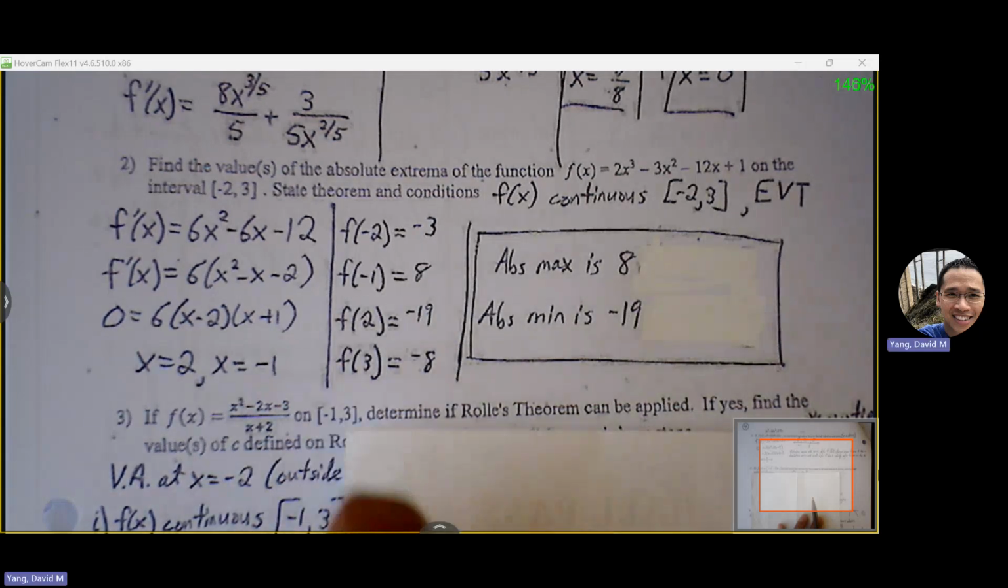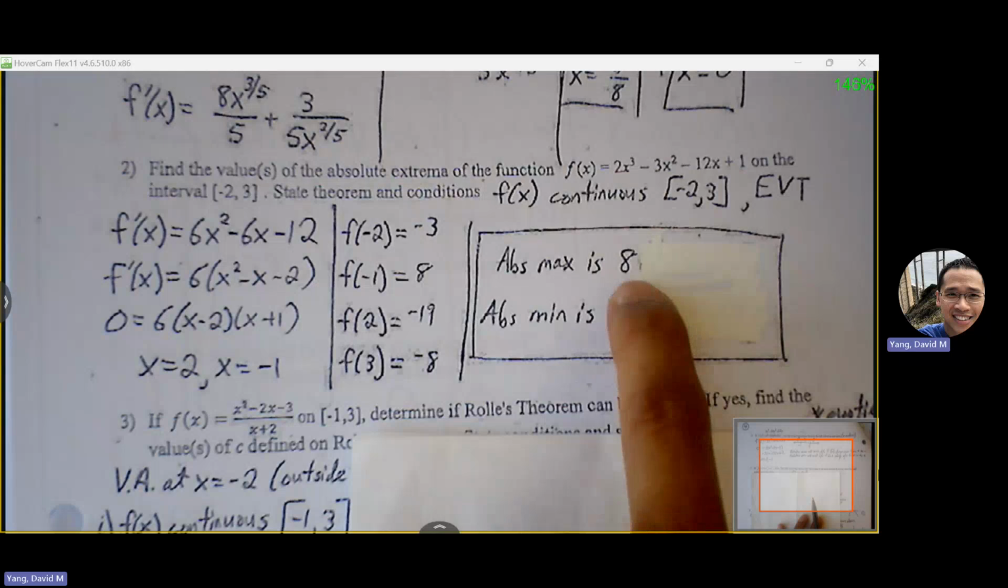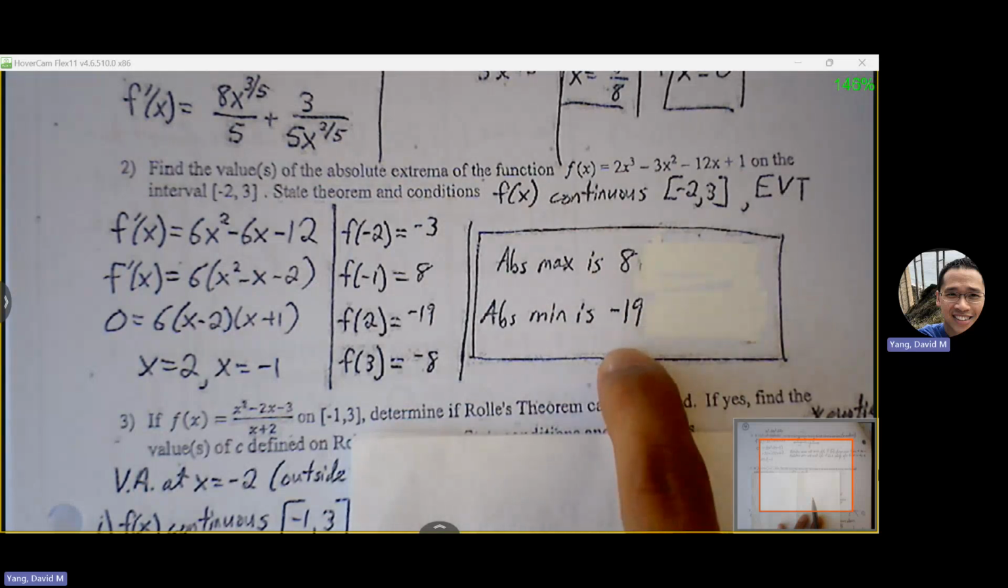Okay, so all these values get plugged into the original function. You get to use your calculator. My lowest y value is -19. My highest y value is 8. So absolute max is 8. Absolute min is -19.